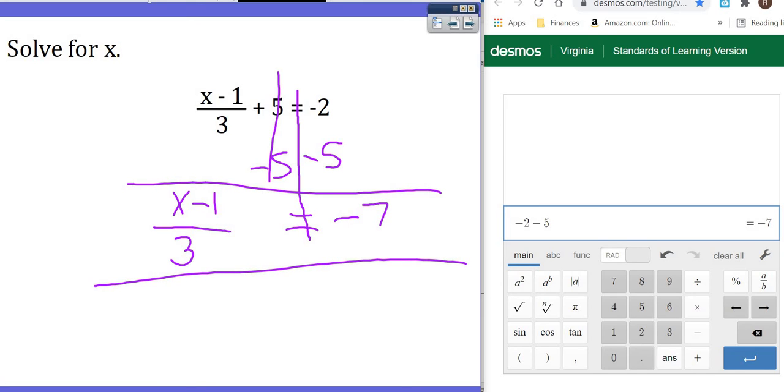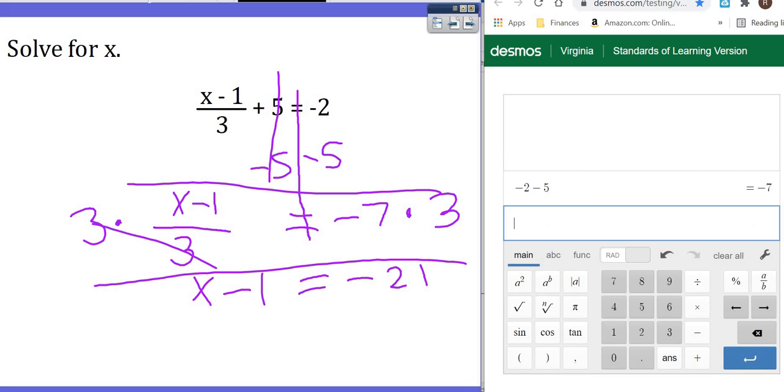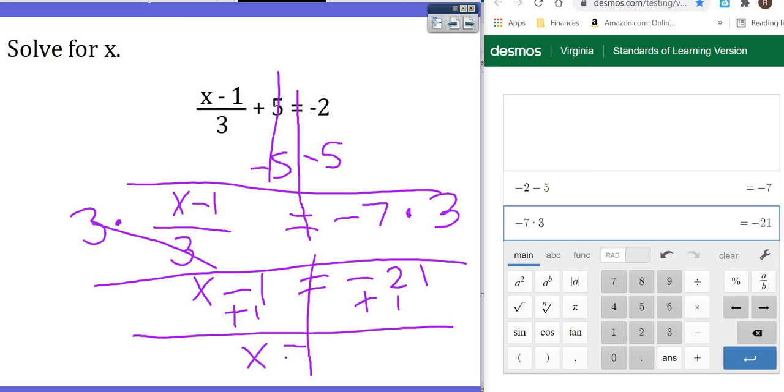Now, we've got to get rid of that 3, and the only way to do that, division divided by 3, is to multiply by 3 on each side. So that drops the x minus 1 and leaves us with negative 21. And you can do that in your calculator. Negative 7 times 3 is negative 21. Then we come back here and we add 1 to both sides, and we end up with x equals negative 20.